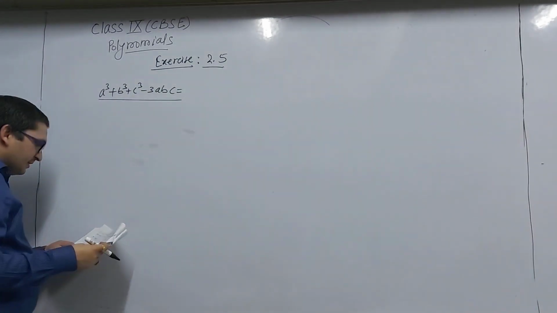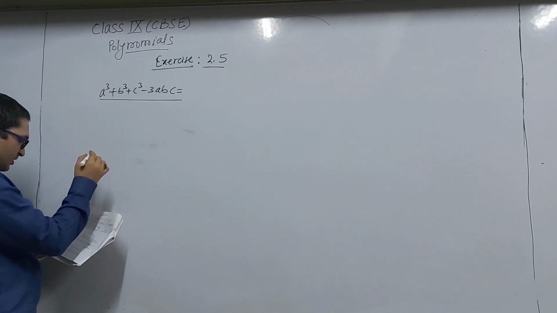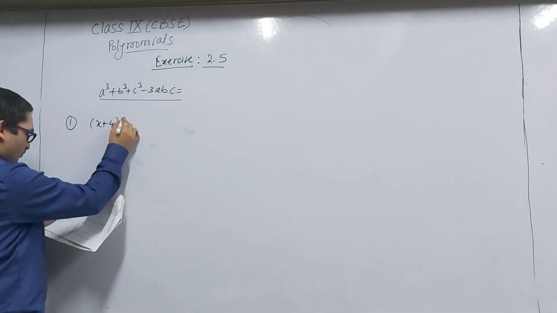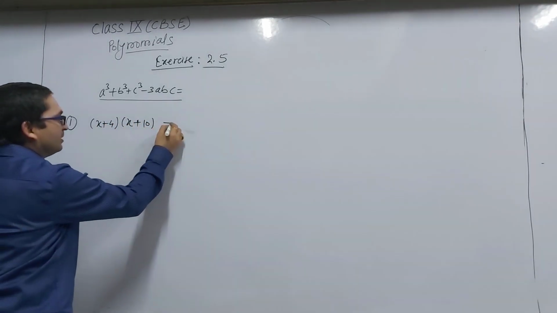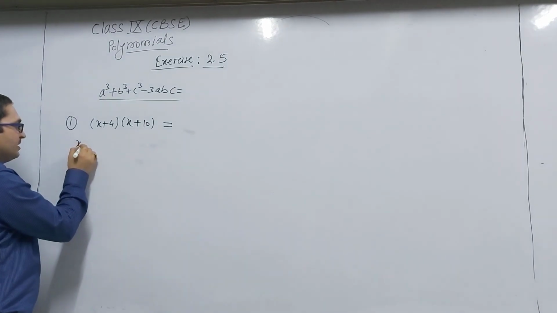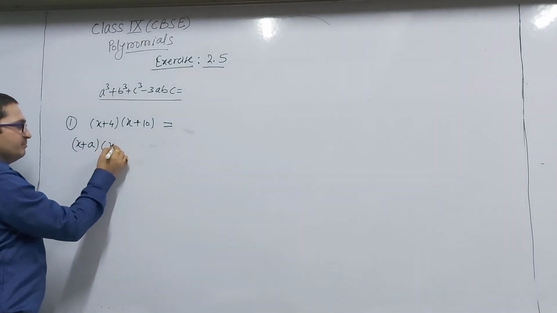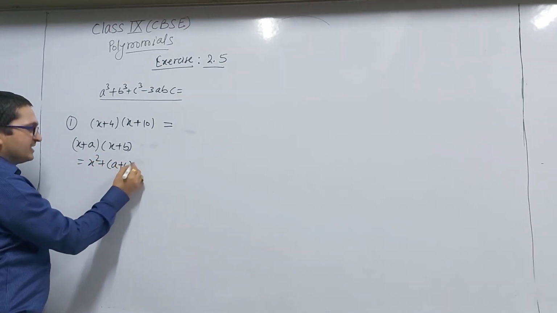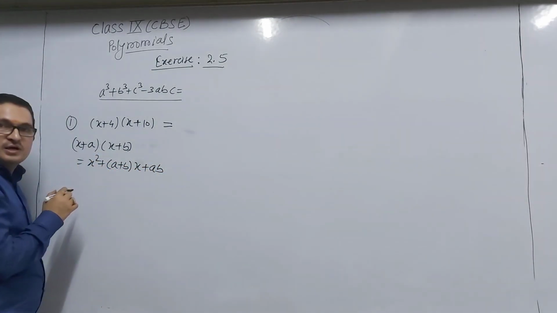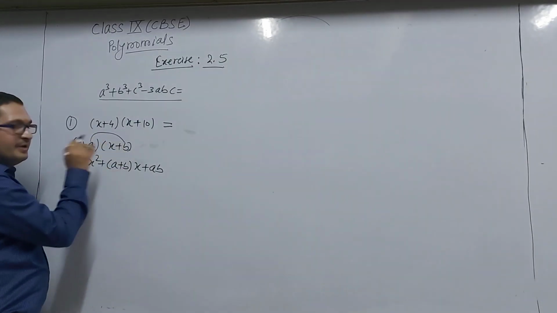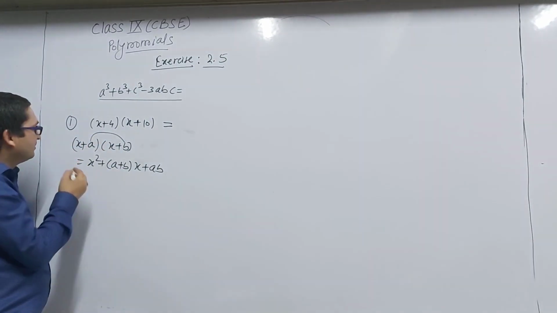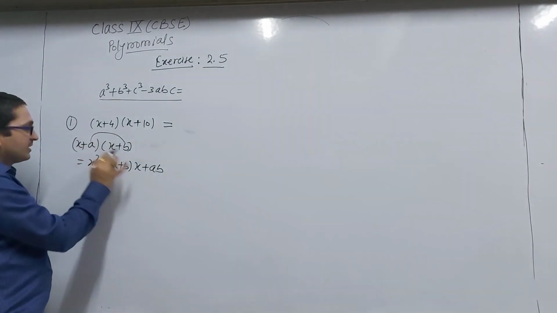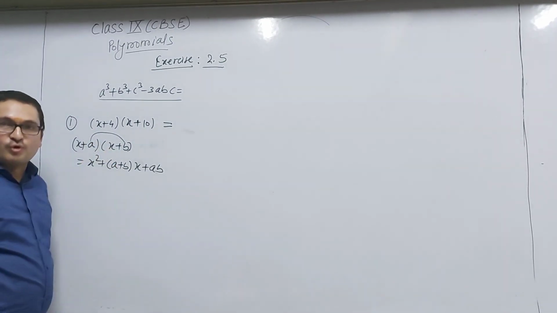The first question in NCERT is (x plus 4) and (x plus 10). Here you are going to apply the formula (x plus a)(x plus b). What is the formula? x square plus (a plus b)x plus ab. It means in the middle term you have to add a and b with x, and the last term will be the constant value, which is the product of a and b.